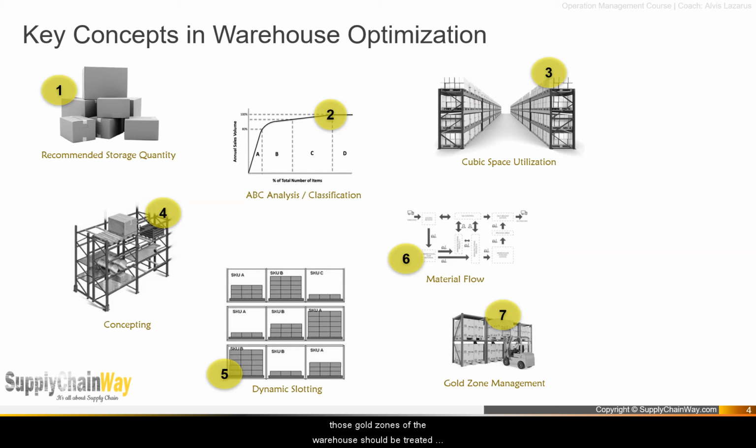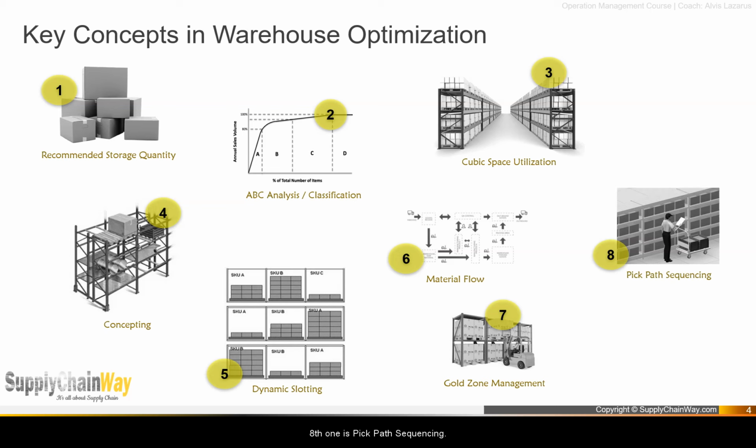Now, those goal zones of the warehouse should be treated just like gold. If a slow mover is sitting on that goal zone, you are wasting a lot in terms of your productivity. So that is what you try to achieve using goal zones, and the metric which is used to ensure you are following the goal zone management properly is the productivity of your fast moving SKUs.